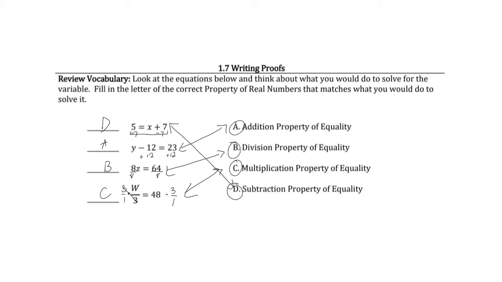Okay, so you think about these ones, the property of equalities or the property of real numbers. It's whatever action you're doing to solve for that variable represents that property. So if you're subtracting, subtraction property. If you're multiplying, multiplication property.